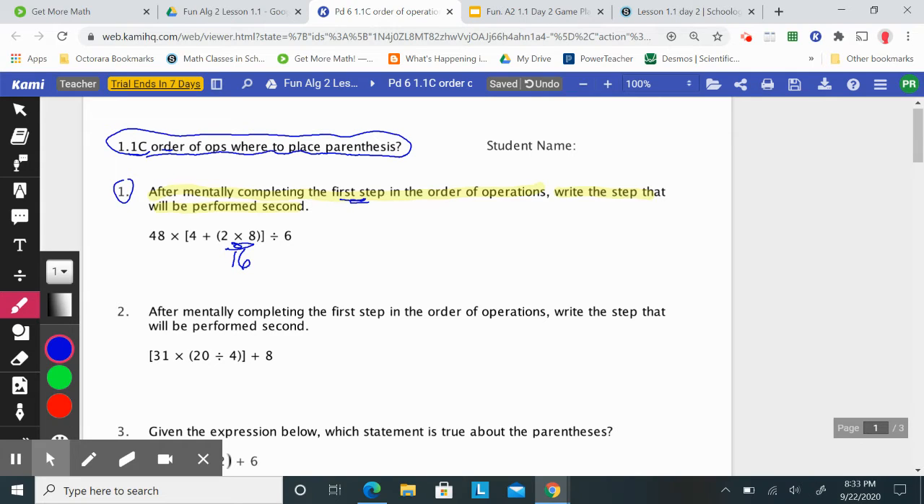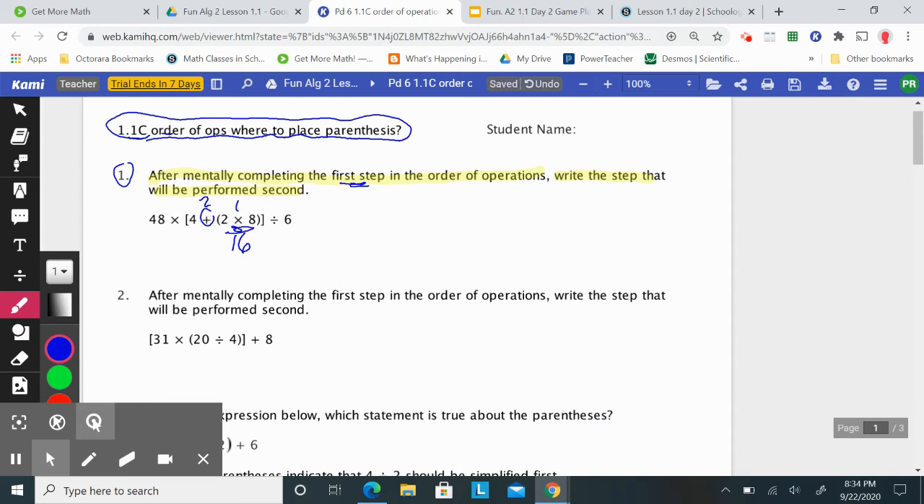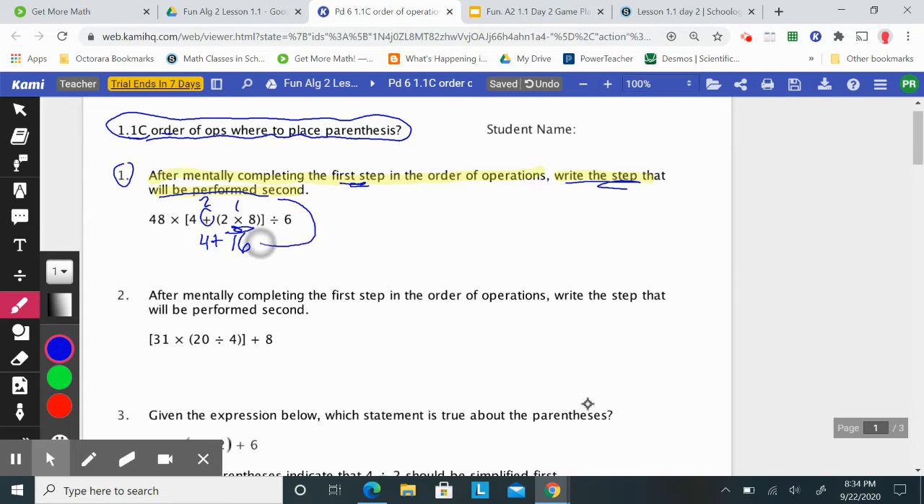Write the step that will be performed second. It would be the addition. You would do the adding. So the multiplication would be first, the addition second, because they're inside of parentheses and brackets. In Get More Math, what they're looking for is for you to write 4 plus 16. So the answer, write the step that will be performed second, you would write 4 plus 16.